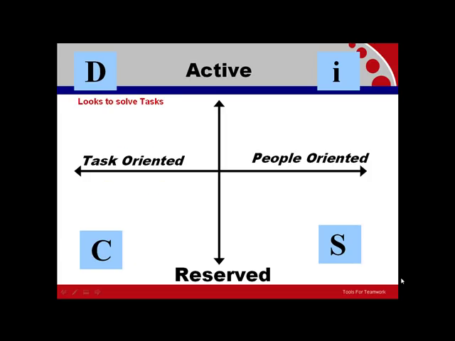Well, they look to solve tasks. A client comes to a session, they want to see what the problem is, and then we'll start to solve it. And when they do that, they can miss the emotion that's behind the issue. It may not really be a task issue, maybe more of an emotional issue. And high Ds tend to focus on the big picture and can overlook the details that our client needs them to understand.